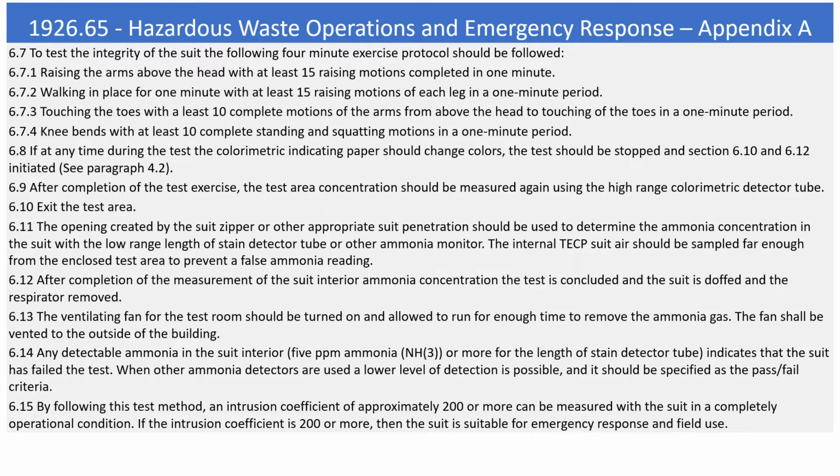6.8. If at any time during the test the colorimetric indicating paper should change colors, the test should be stopped and section 6.10 and 6.12 initiated, see paragraph 4.2. 6.9. After completion of the test exercise, the test area concentration should be measured again using the high-range colorimetric detector tube. 6.10. Exit the test area.